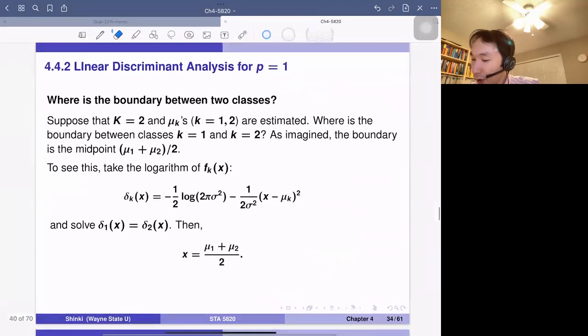So what's the boundary between two classes? Basically, the value of f_k is the issue, along with pi_k.